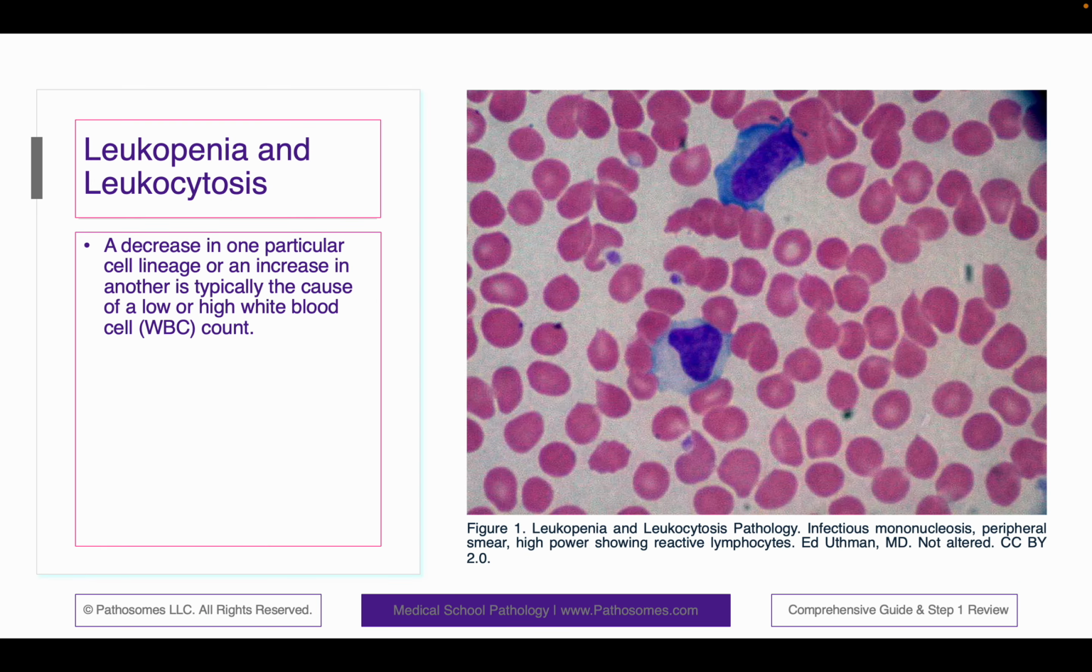Oh, you know this image. Can you describe it to me? Can you at least point out the two activated lymphocytes? All right. Good job. Leukopenia and leukocytosis.